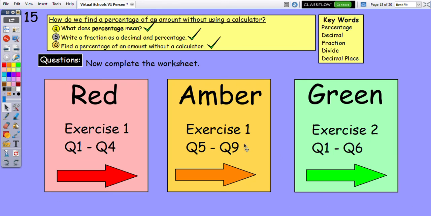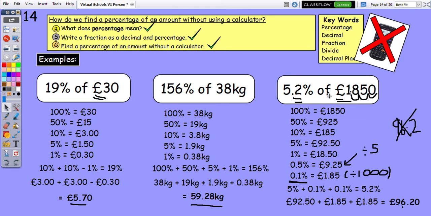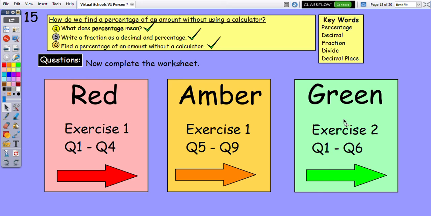the last set of questions, the green question, exercise 2, is just finding percentages of quantities, like pounds, and kilograms, and meters and stuff, okay. So if you attempt the green section, just be careful of your units, okay, because the units are very important. So you can decide what questions you want to attempt. You might want to do a few of the red and then a few of the amber, or a few of the amber and the green, or you might just want to do the green. It's entirely up to you. Okay, but give the worksheet a go and pause the video and we'll go through some answers in a second.